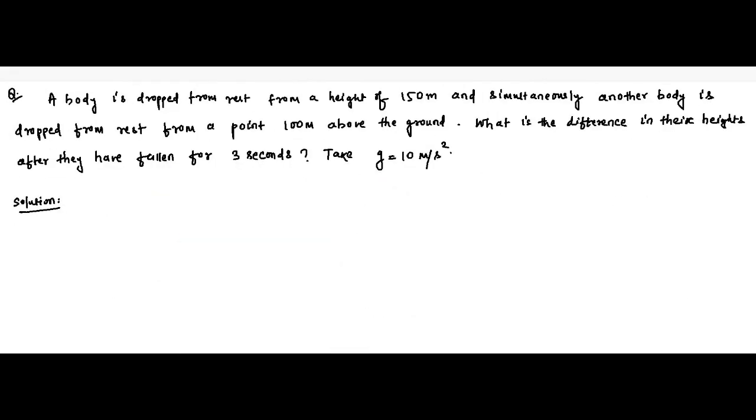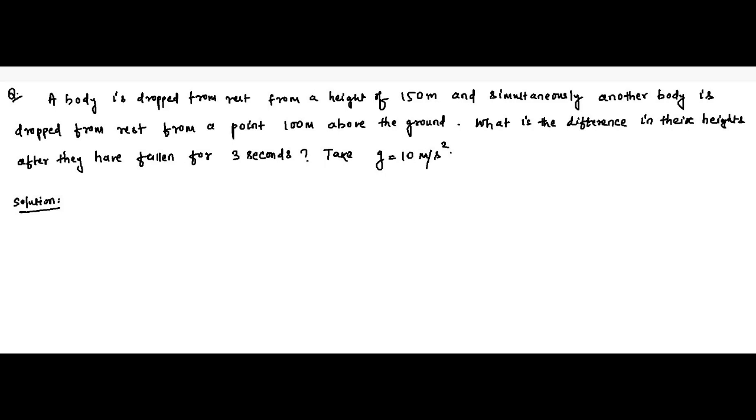So here is another question. It is given that a body is dropped from rest from a height of 150 meters and simultaneously another body is dropped from rest from a point 100 meters above the ground. What is the difference in their heights after they have fallen for a duration of 3 seconds?